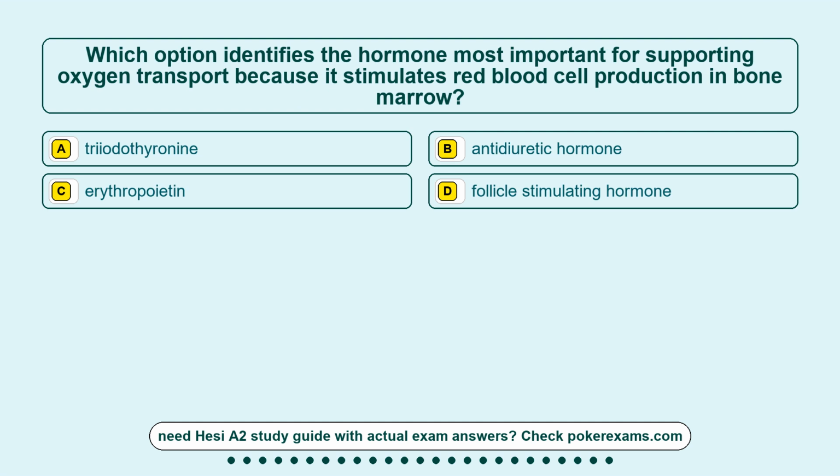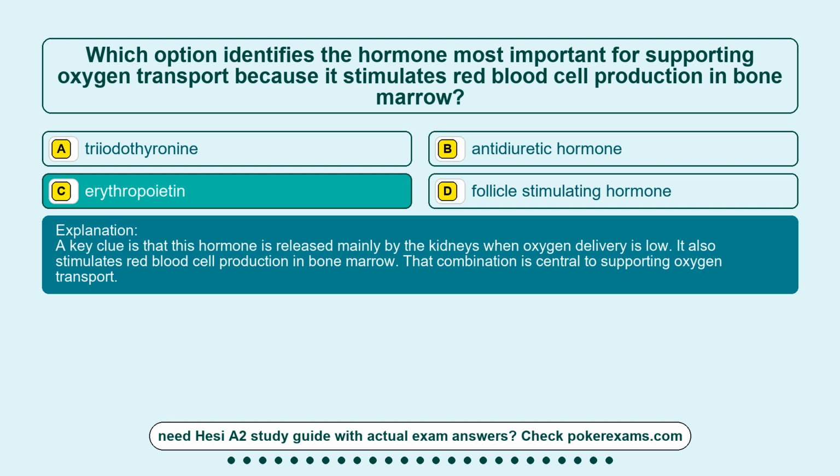Question 25. Which option identifies the hormone most important for supporting oxygen transport because it stimulates red blood cell production in bone marrow? Option A, triiodothyronine. Option B, antidiuretic hormone. Option C, erythropoietin. Option D, follicle-stimulating hormone. The correct answer is option C, erythropoietin.